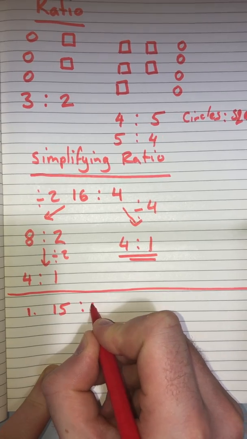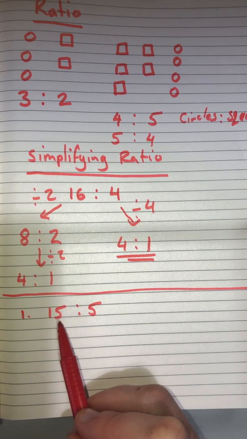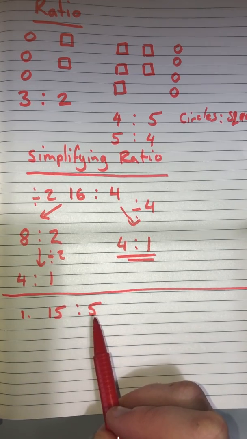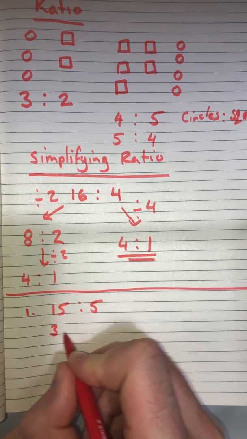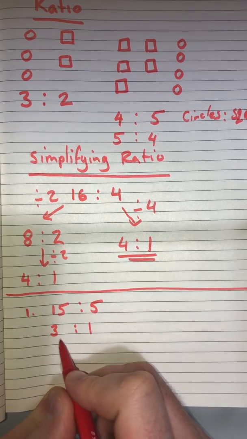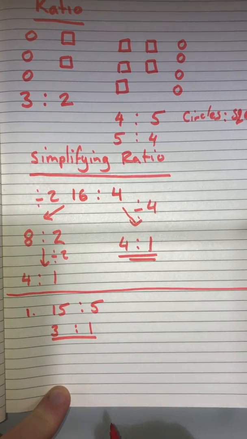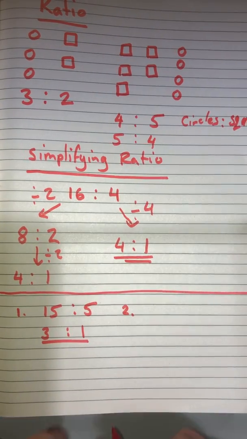Okay, so if we have 15 to 5, our highest common factor of 15 and 5 would be 5. So 15 divided by 5 would be 3, and 5 divided by 5 would be 1. And that would be our simplified ratio there. Okay.